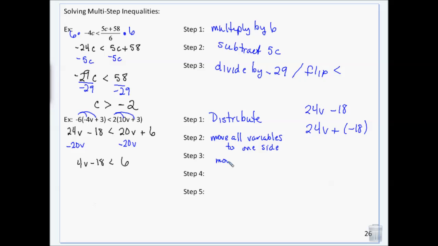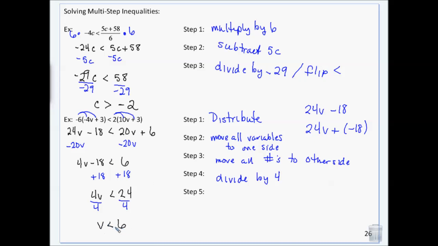So then I'm going to move all of the numbers to the other side. So I'm going to add 18 to both sides. And I get 4v is less than 24. Okay, I guess I put an extra step here. And then I'm going to divide by 4. And v is less than 6.